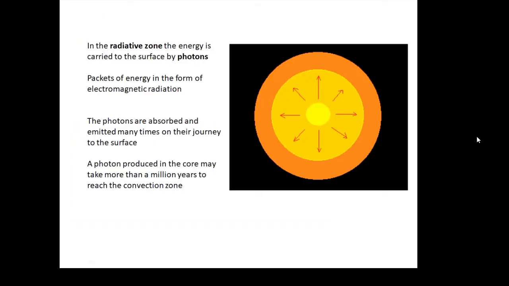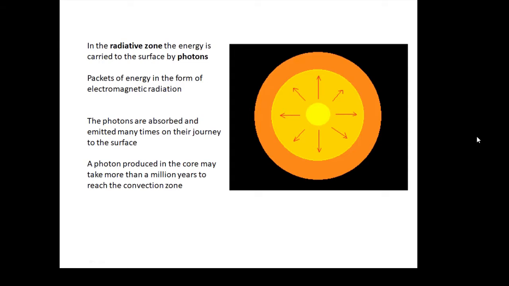In the radiative zone, the energy is carried by photons, high energy photons, packets of energy in the form of electromagnetic radiation. And these photons are produced in the core and they work their way to the surface through the radiative zone to the convection zone.